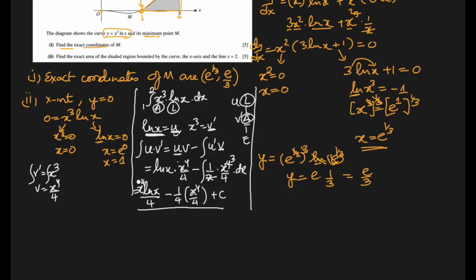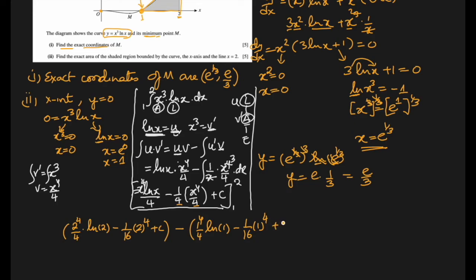So let's put from 1 to 2 and substitute 1 and 2, 2 and 1 respectively. So let me write here 2 to the power 4 over 4 ln 2 minus, this will be 1 over 16, 2 to the power 4 plus c, minus 1 to the power 4 over 4 ln 1 minus 1 over 16, 1 to the power 4 plus c.